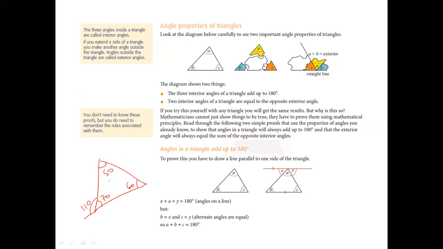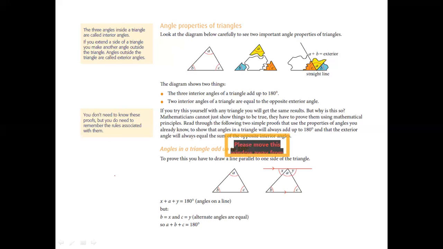So the opposite angles of 110 are 50 and 60. 50 plus 60 equals, I'm asking you, 110. Yes, they are equal. So this information is correct. So two interior angles, 50 and 60, of a triangle are equal to the opposite exterior angle. The opposite exterior angle of 70 is 110. If you try this yourself with any triangle, you will get the same results.